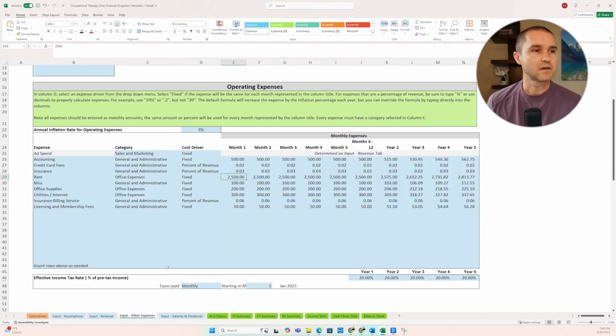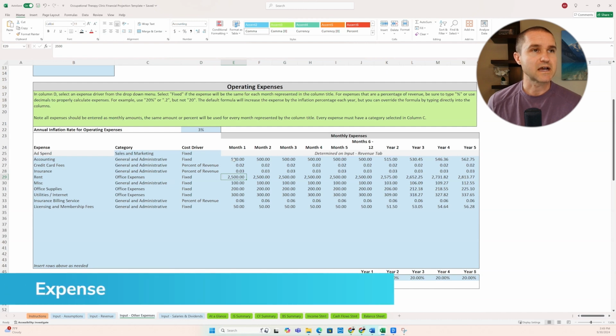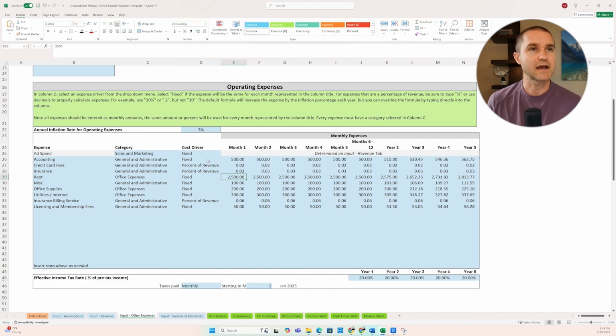On the expense side, we have things like accounting here. We have $500 a month for accounting. We have things like credit card fees. So let's say you do have some private pay customers and they're paying with a credit or debit card, and you're going to have a credit card processing fee. You can set that as a percentage of revenue here, and then 0.02 means 2%. So that's how you'd enter in 2% of total revenue. And that way, as your revenue grows, your credit card processing fee would grow as well.